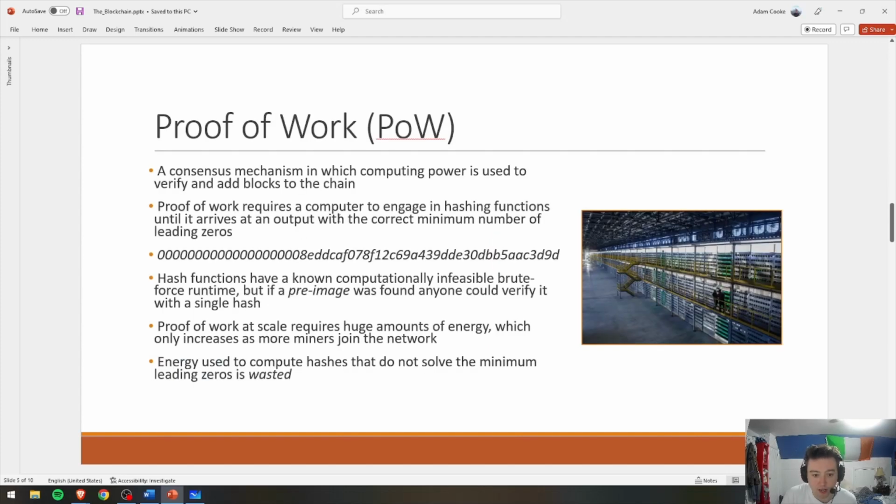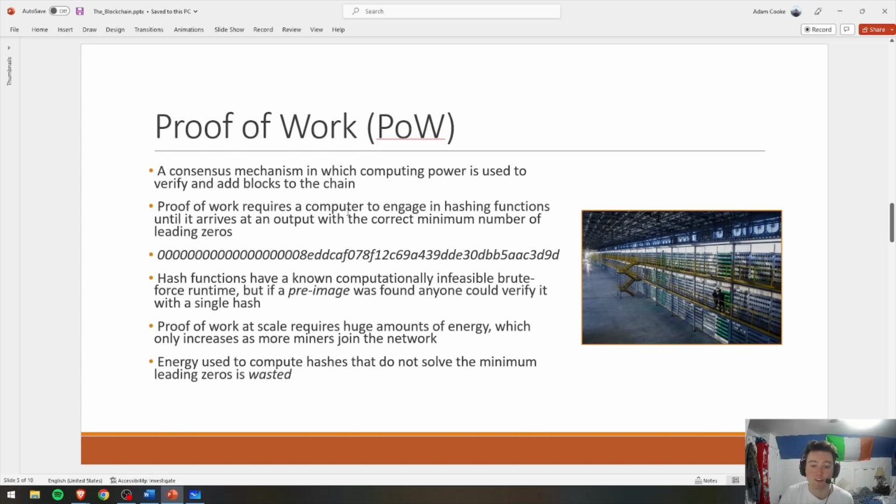So the first mechanism for deciding who gets to add a block is called proof of work. It's a consensus mechanism in which computing power is used to verify and add blocks to the chain. And what does that mean by computing power? It means everyone runs their computer running this algorithm, and whoever can produce the output, if you can produce it, you have the authority to mint a block or add a block to the chain. And this is done using hash functions as well, now that we know what hash functions are.